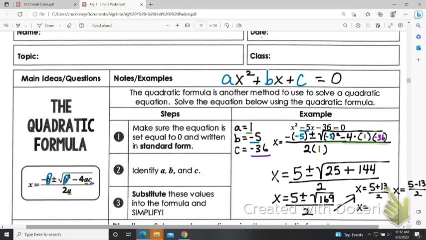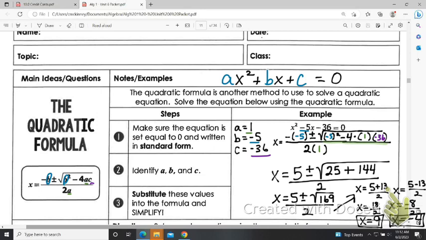And then 5 plus 13 is 18. 18 divided by 2. One of my solutions is x is equal to 9. My other solution, 5 minus 13, is negative 8. Divide that by 2, and I get x is negative 4. So those are my two solutions, 9 and negative 4.